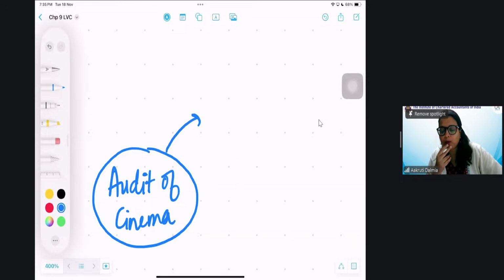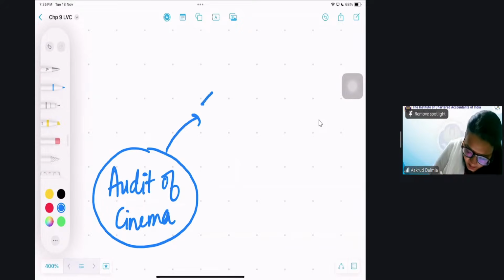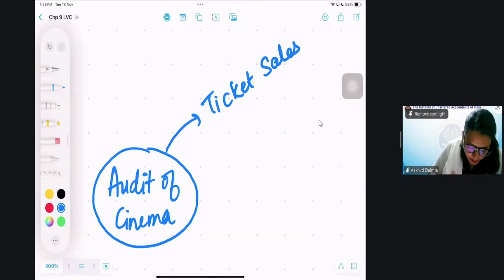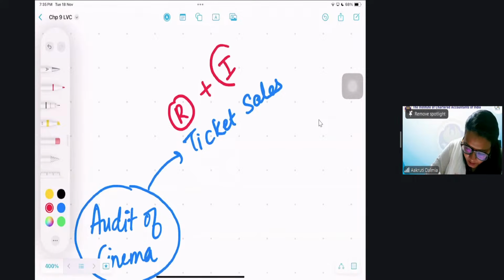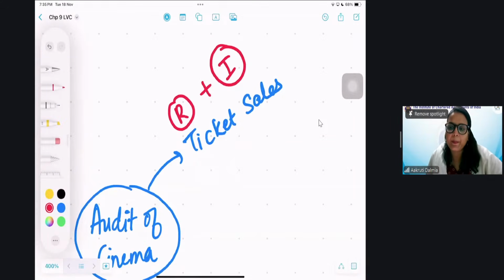What is the most important source of receipts? Biggest source, most material source of receipts? Ticket sales. So in ticket sales, we have to apply both R plus I. What does I mean? What am I checking in ticket sales? It is receipt, plus what is the audit procedure I have to apply? Internal check. So for tickets, there should be a proper internal control system.